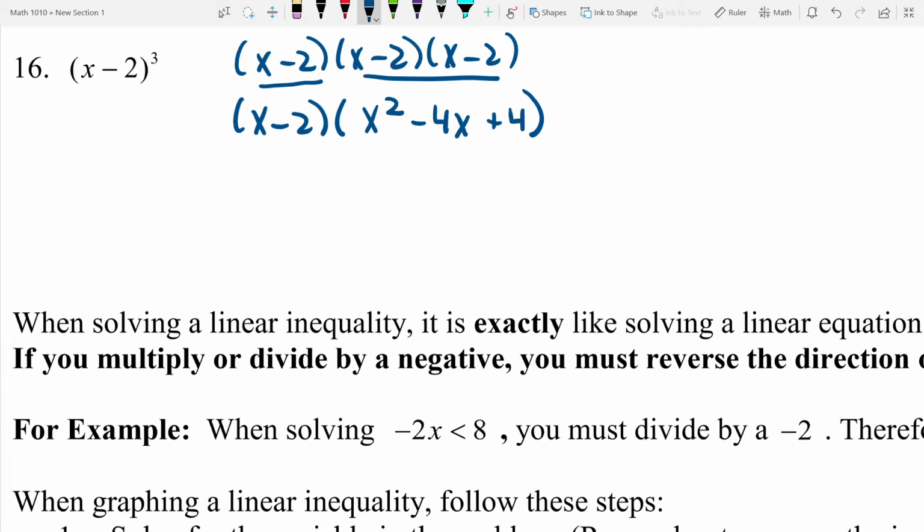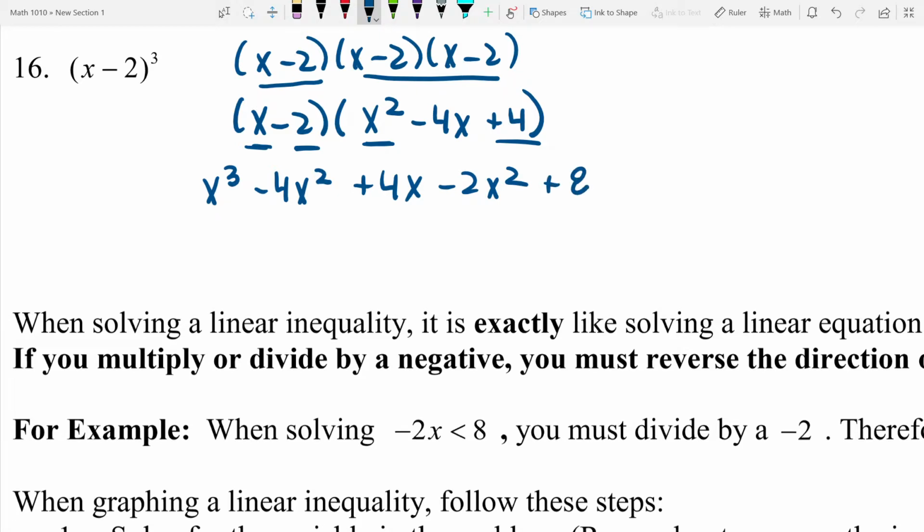So look what we're going to do here. We're going to go x times x to the second is x to the third. Now multiply the x by the negative 4x. So x times negative 4x is negative 4x squared. And then x times 4 is 4x. So I'm just distributing without writing down that line of showing distributing. Now do the negative 2. So negative 2 times x to the second is negative 2x to the second. And negative 2 times a negative 4x is a positive 8x. And negative 2 times a positive 4 is a negative 8.